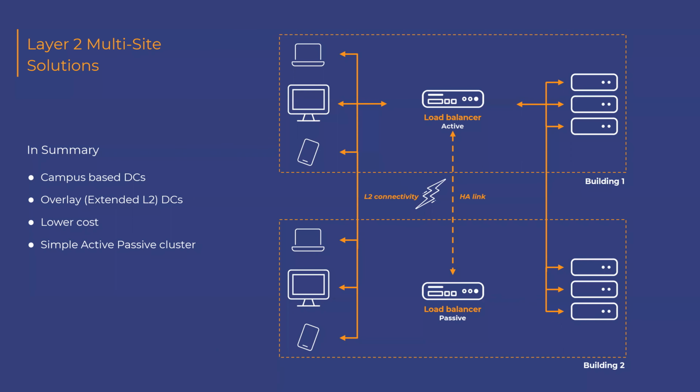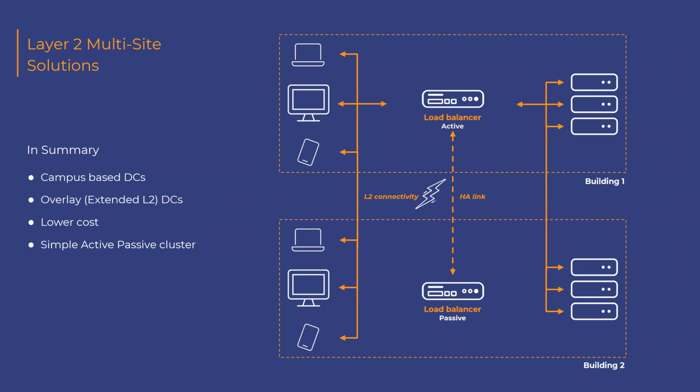The most common uses, as I've said, are campus-based DCs, and it still just relies on a simple active passive single cluster of load balancers. The reliance of the links between the buildings is key for this, so that each load balancer has access to the other and can health check all the services necessary. And this is really the sort of simple campus scenarios. But what happens when we want to expand past that?